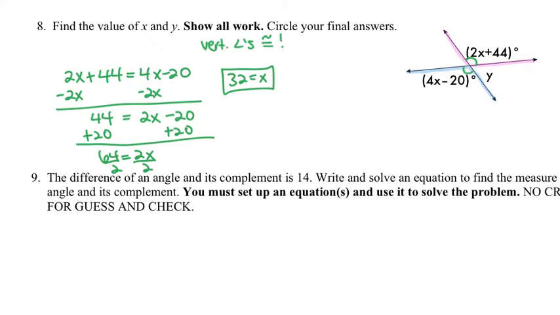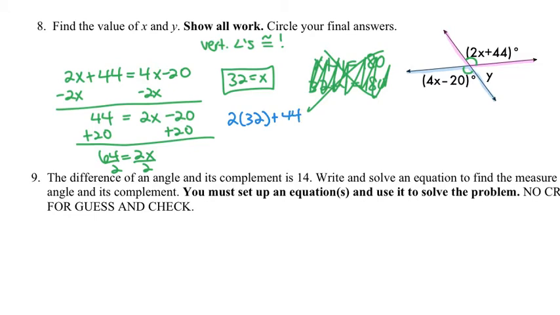Now I had some people say, oh, well, x plus y is 180. They said x plus y equals 180, so 32 plus... no, that's wrong, because x is not the angle, x is this piece right here. The whole angle is this 4x minus 20, or the 2x plus 44. So you have to find the measure of that angle. So we're going to do 2 times 32 plus 44. We get 64 plus 44, and that's going to give us 108. So that's this angle.